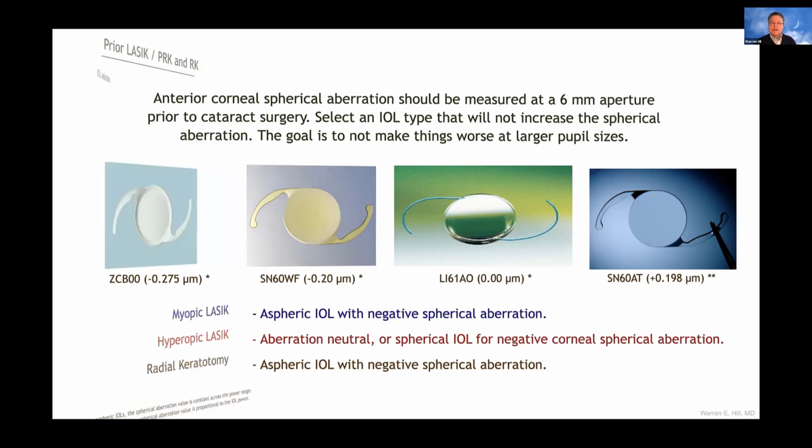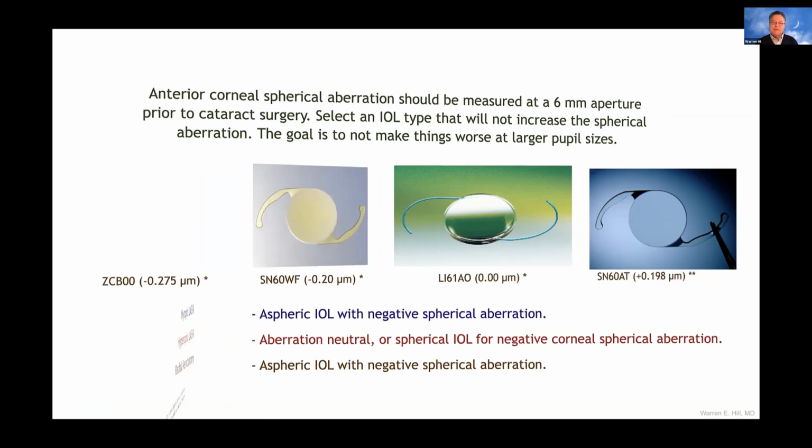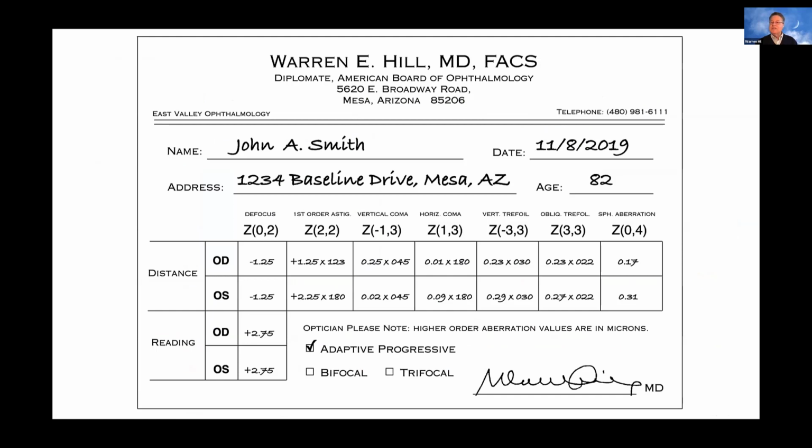Now, is the future going to be something like this, where we're going to write a prescription for glasses based on defocus, first order astigmatism, horizontal coma, trefoil? I don't think so. But already in Asia, I'm starting to see some glasses manufacturers and contact lens manufacturers that actually add spherical aberration, which is kind of interesting. So this may be something in the future.